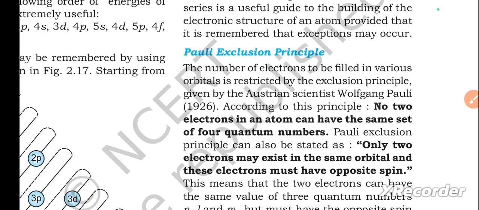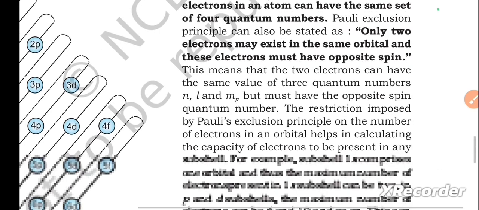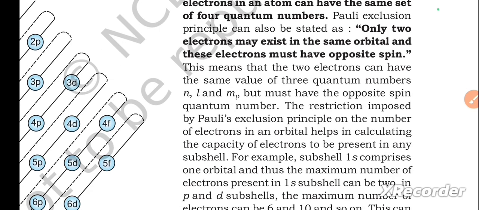Next, Pauli exclusion principle. The number of electrons to be filled in various orbitals is restricted by the exclusion principle given by the Austrian scientist Wolfgang Pauli, 1926. According to this principle, no two electrons in an atom can have the same set of four quantum numbers. Pauli exclusion principle can also be stated as only two electrons may exist in the same orbital and these electrons must have opposite spin. This means that the two electrons can have the same value of the three quantum numbers n, l and ml but must have the opposite spin quantum numbers.